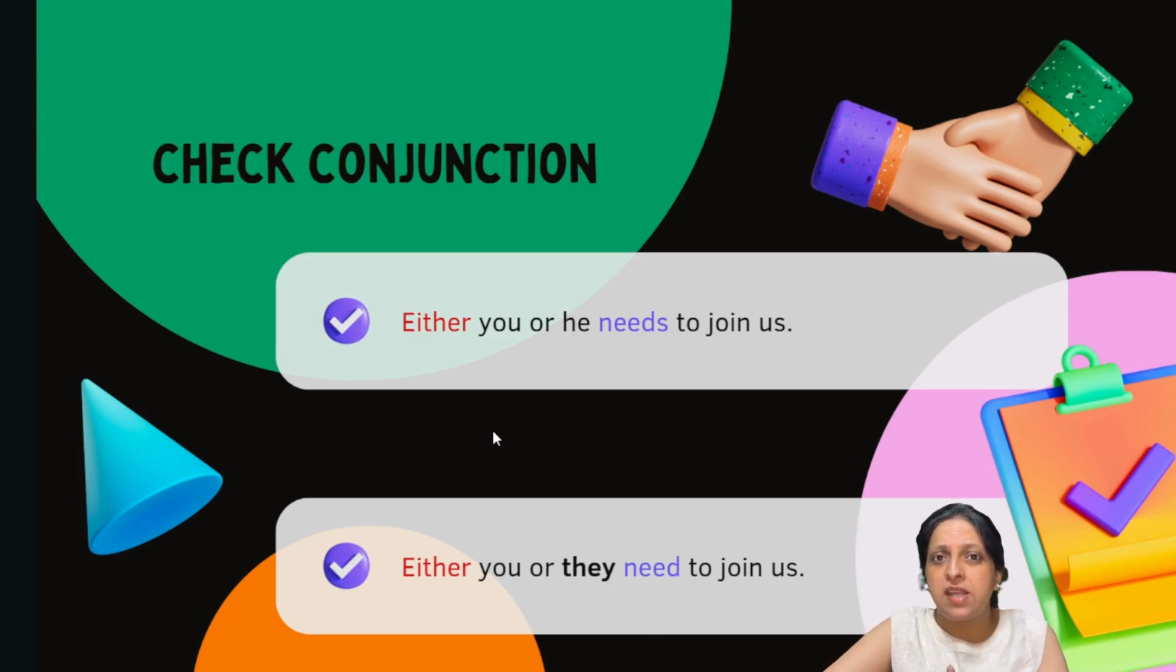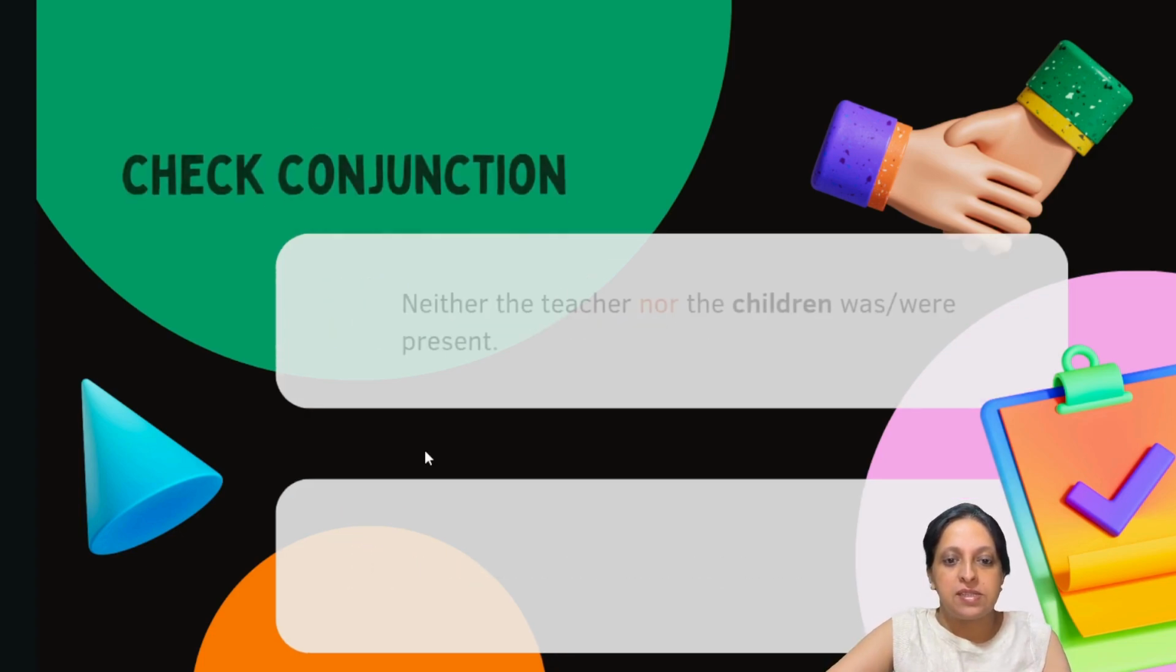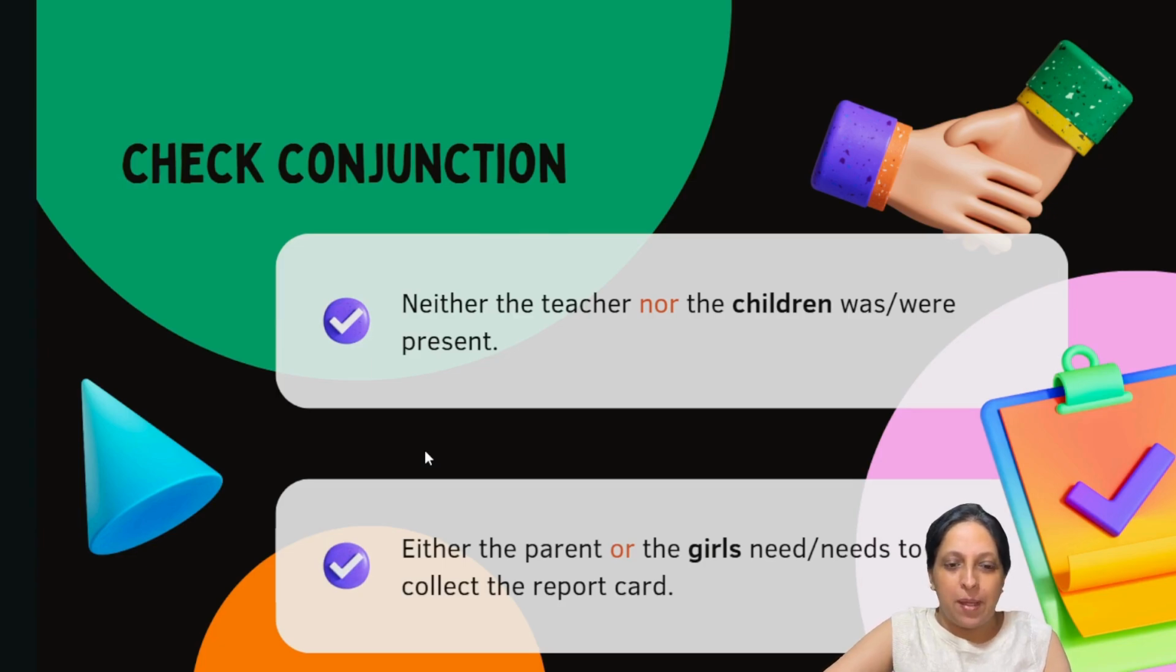So in case there is a plural subject, we said two singular subjects joined by or, nor will take a singular verb. But if there is one plural subject, then the verb has to be plural and the plural subject will be placed near the plural verb. So this is what we have done. Either you or they need to join us. Okay? Let's move on. Let's see some more examples.